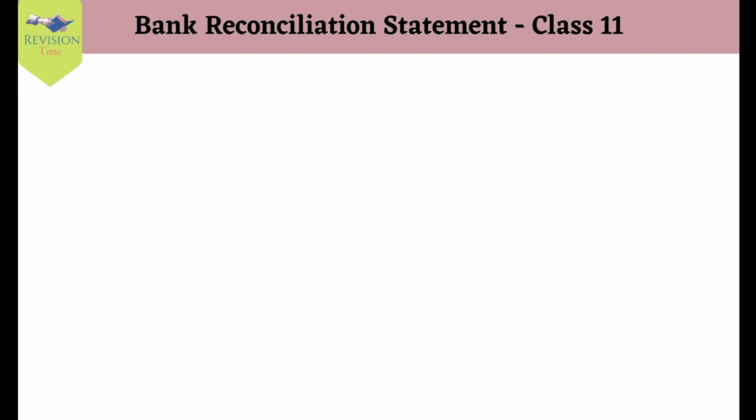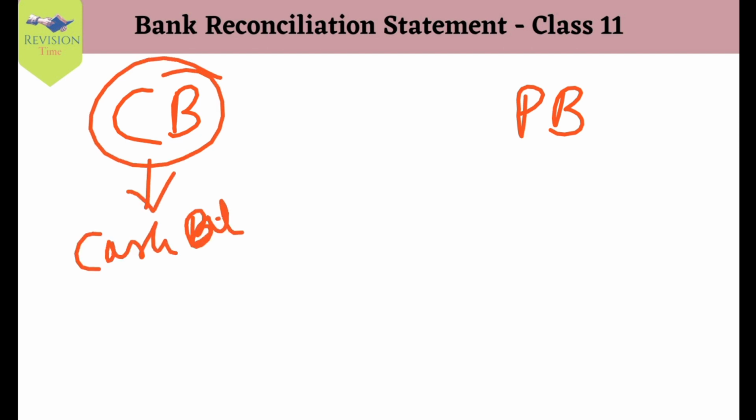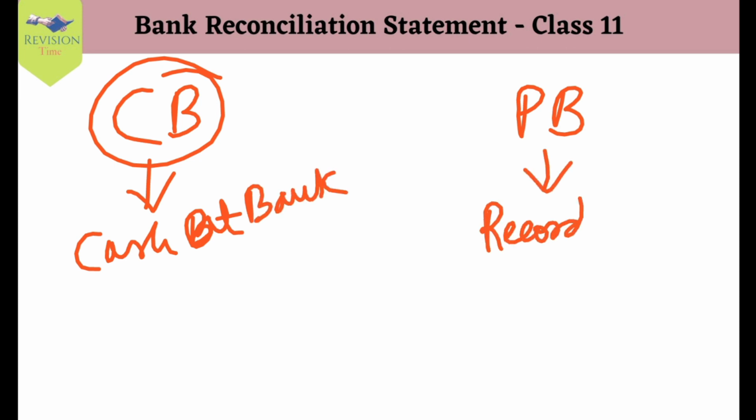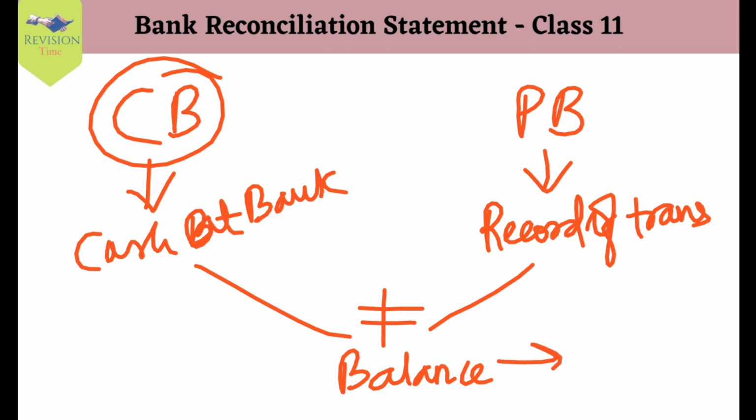Today we will be studying more about bank reconciliation system. By now it's very clear to us that there are two books, cash book and passbook. In cash book we record the cash at bank account, and passbook is the record of transactions that are taking place in our bank account. When the balances do not match, we prepare a statement, the bank reconciliation statement.